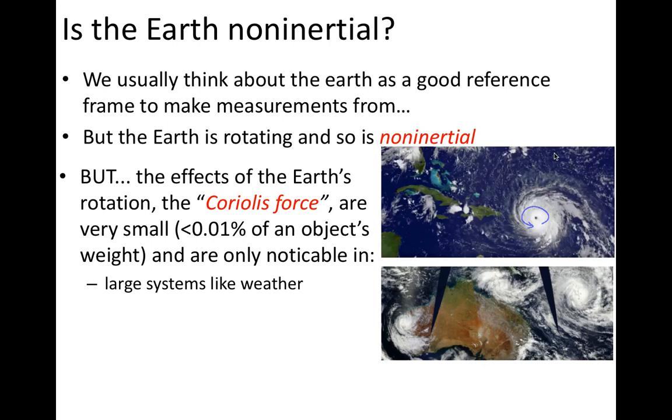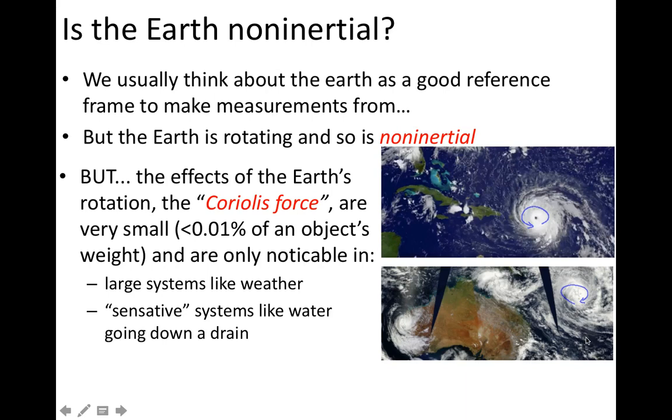And here you can see some cyclones off the coast of Australia. And what I'd like you to notice here is that the cyclones, they rotate in the opposite direction. They rotate clockwise. And this effect is kind of famous because you can see this in your house, because the water going down a drain is very, very sensitive. And so this Coriolis force can actually be seen in water going down a drain.